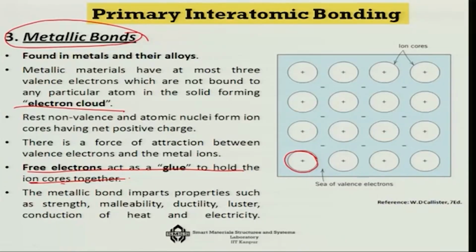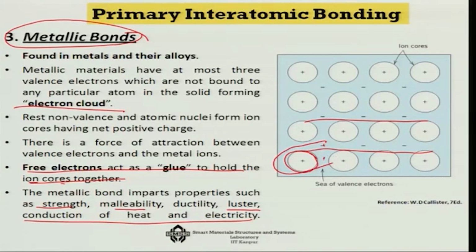This imparts properties such as high strength, malleability, ductility, luster, and conduction of heat and electricity, because you have many free electrons available. So, you get good conduction of electricity in the system. And you also get a good bonding, because you have the positive cores glued by the electron clouds. That is what makes the metallic bonding.